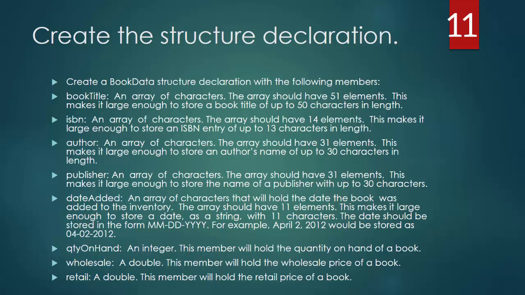For example, book title is an array of characters, so it's going to be a C-string, and the array should have 51 elements, just like it has now. And the same with ISBN, but it has 14 elements. For example, quantity on hand is an integer, wholesale is double, and so forth. So that remains the same, but it's going to be in a structure instead of just an array.